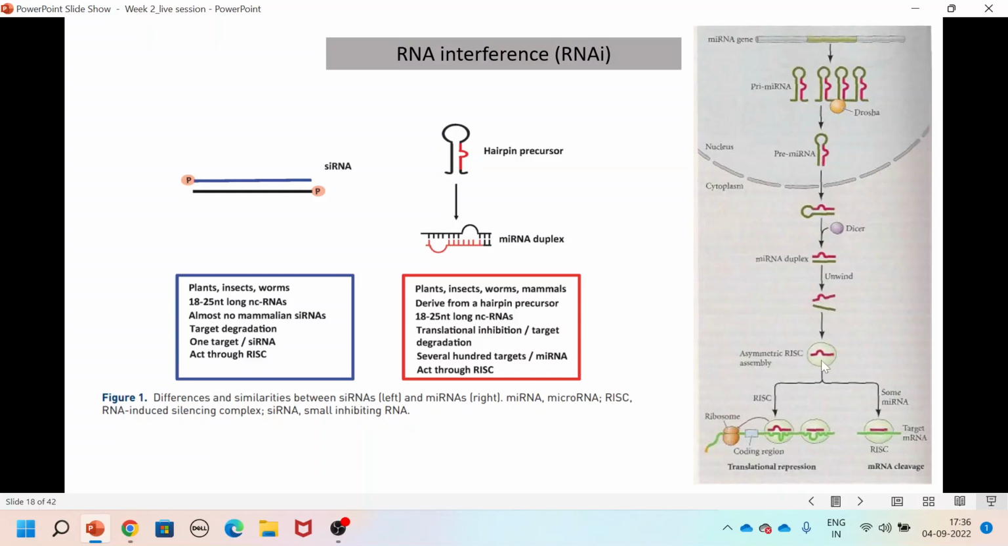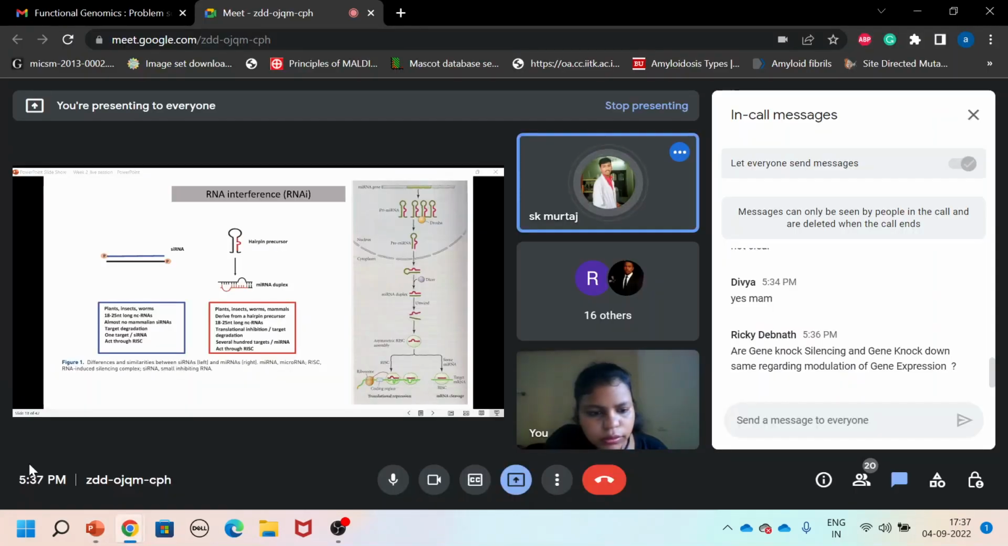This RNA-induced silencing complex may either interact partially with the coding regions of the mRNA, leading to translation repression, or may interact completely with the target RNA, leading to mRNA cleavage. So, is it clear? Yes, ma'am. Okay.